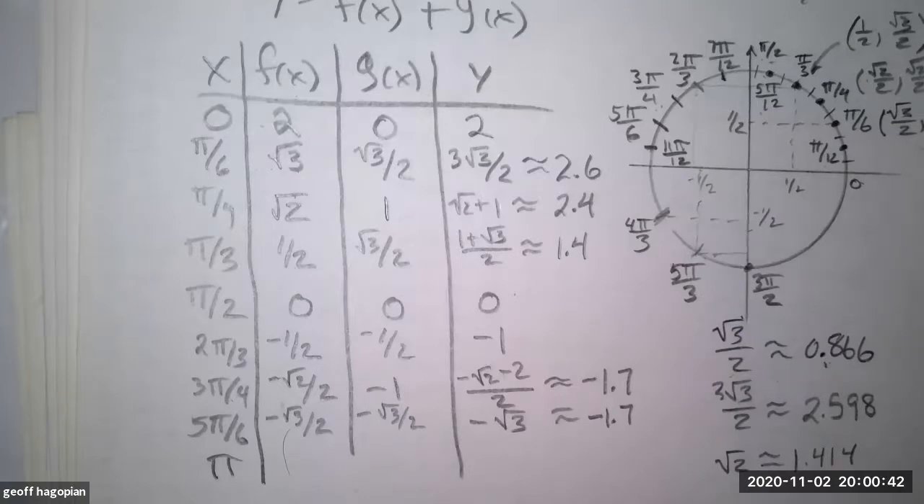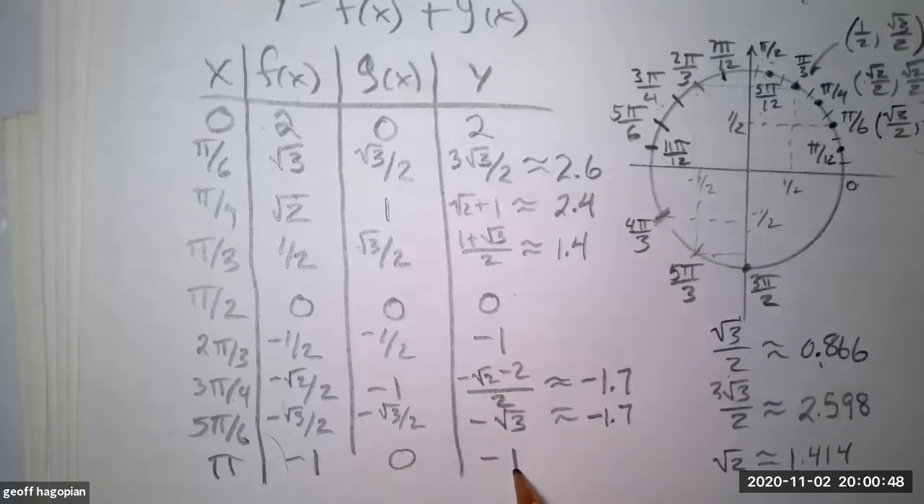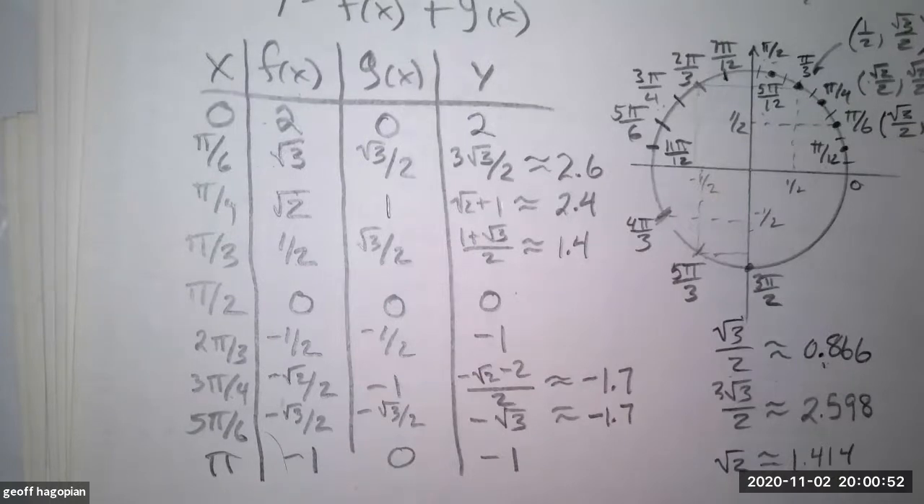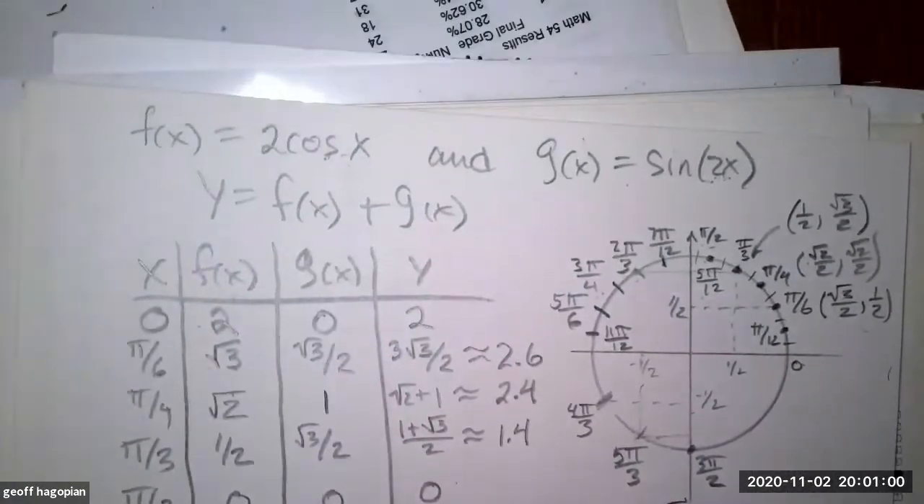At pi, cosine of pi is negative 1. Sine of 2 pi is 0, so we're back at negative 1. Oh, so you can see a kind of symmetry happening over here. And have we completed a wavelength yet? No, in fact, the wavelength of this thing is 2 pi, so we're only halfway done.